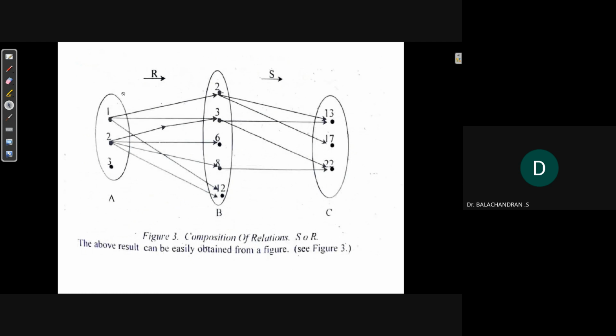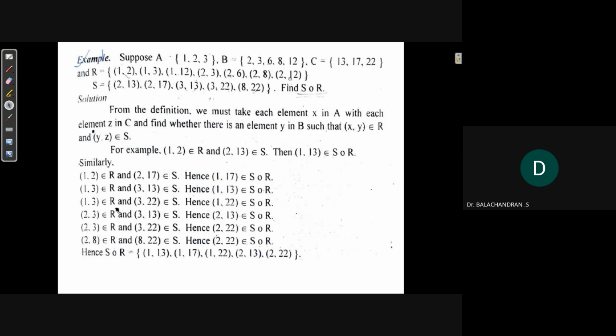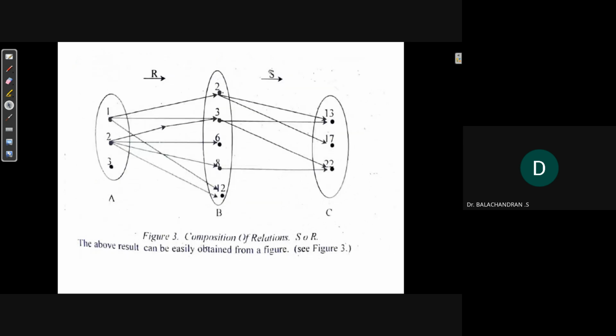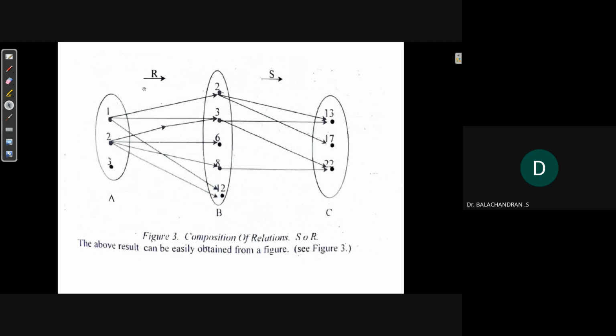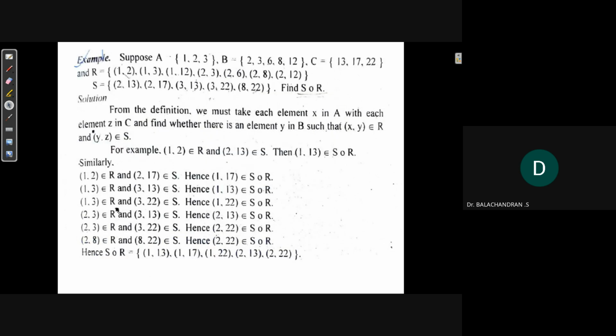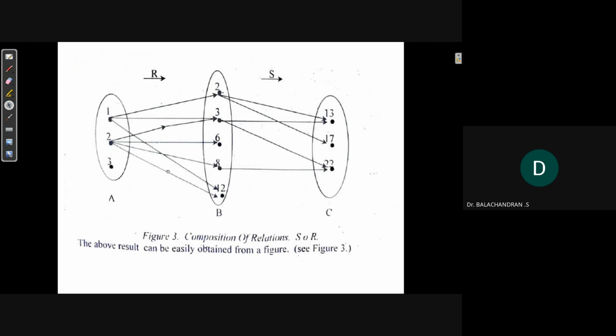Using a diagram also you can easily find this. First you should write the set A, which is 1, 2, 3. B is 2, 3, 6, 8, 12. And then C is 13, 17, 22. R is a relation. First, for R, from 1 you should put arrows: 1 to 2, 1 to 3, and then 1 to 12. Similarly, you should put arrows from B.